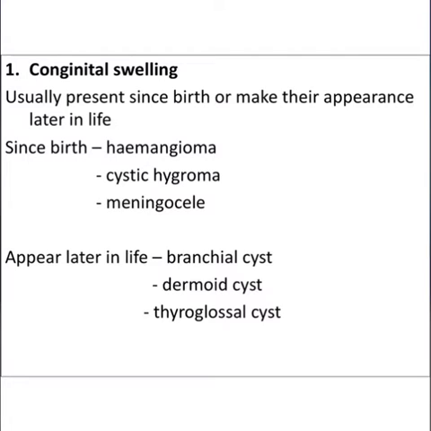First is congenital swelling. Congenital, as the name denotes, presents since birth, or may make its appearance later in life, but they are present since birth. Which swellings are present since birth? There are mainly three types: hemangioma, cystic hygroma, and meningocele. You can remember the mnemonic MCH, Mother and Child Hospital. Those that appear later in life are the brachial cyst, dermoid cyst, and thyroglossal cyst.